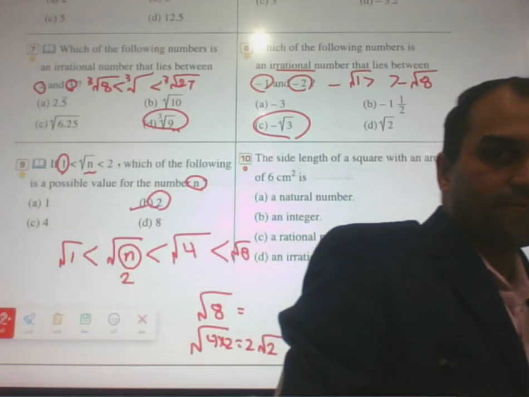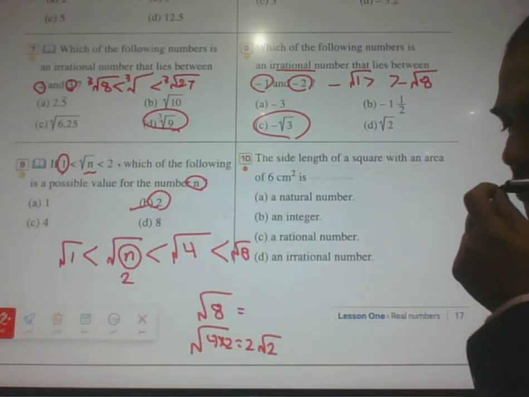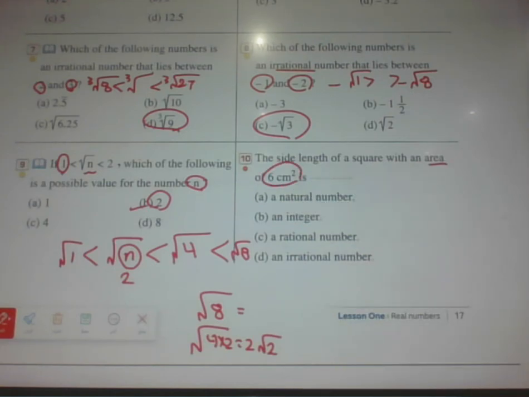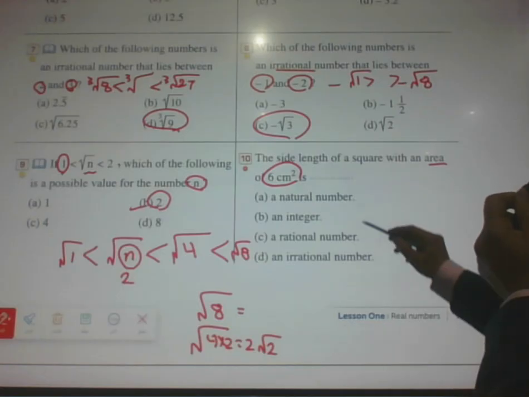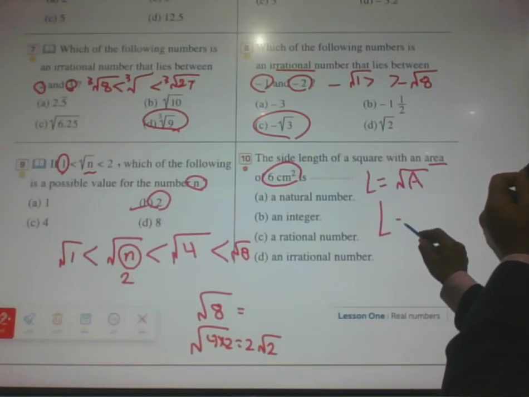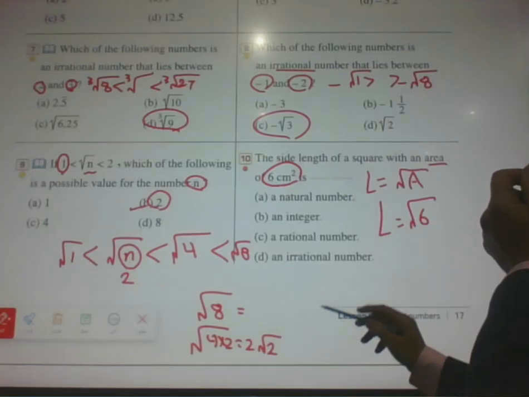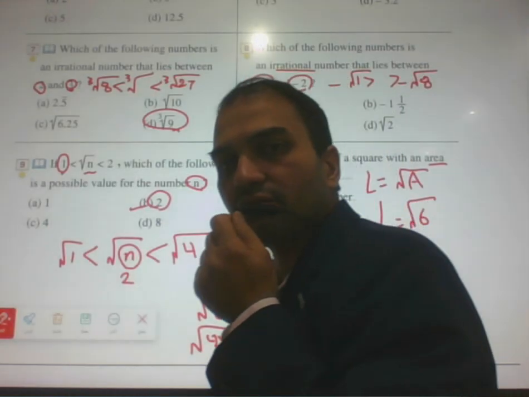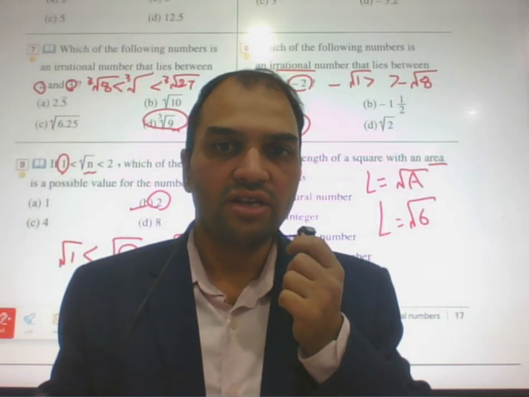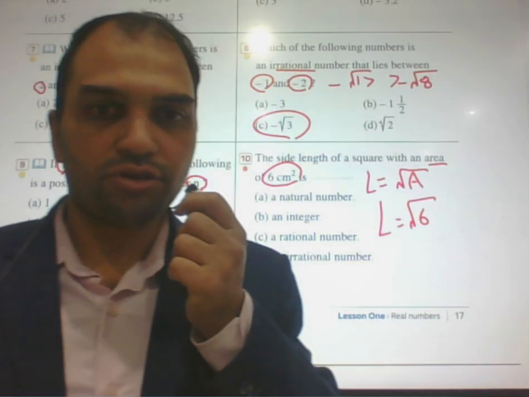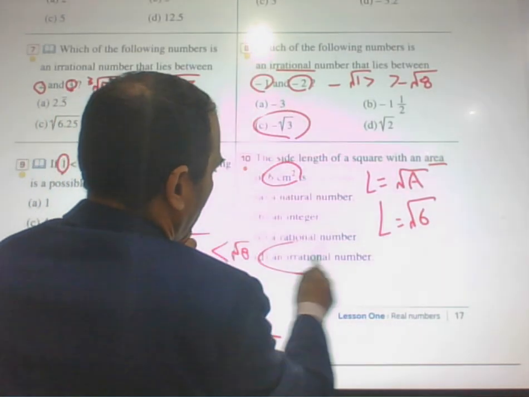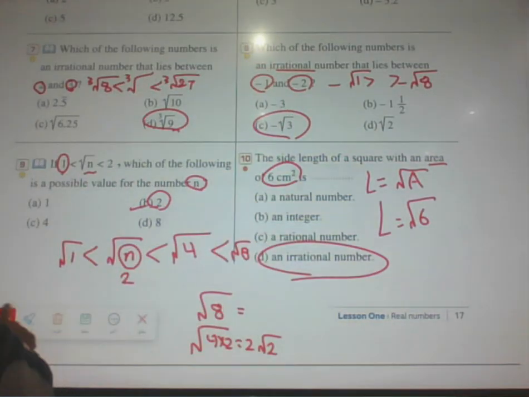Next question, number 10. The side length of a square with an area of 6 square centimeters. We know the area of a square is side times side. Then the length equals the square root of the area, square root of 6. So square root of 6, we call it an irrational number. Then the answer here will be an irrational number. Okay, my students, did you understand these questions?